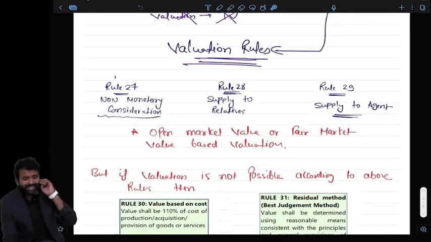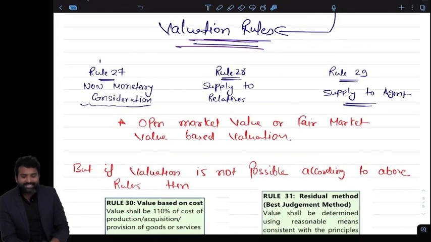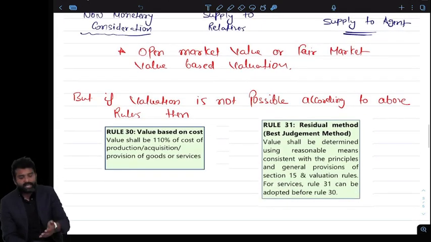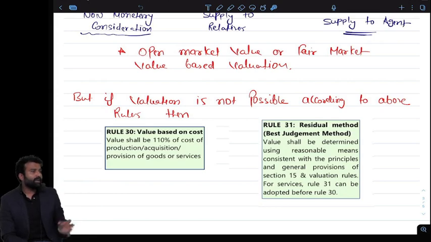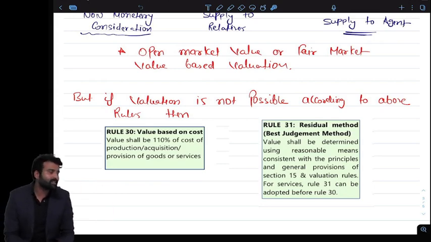There are 3 different rules. For non-monetary consideration it is rule 27, for relatives it is rule 28, and for agents it is rule 29. But if these rules are not applied, then we have to go for rule 30, and if rule 30 is not applied, then we have to go for rule 31. So the steps are very simple: 27, 28, 29. If we are not able to find the open market value, the fair market value of the commodity, then go for cost of production based valuation. If that is not available, then the last resort is best judgment assessment.